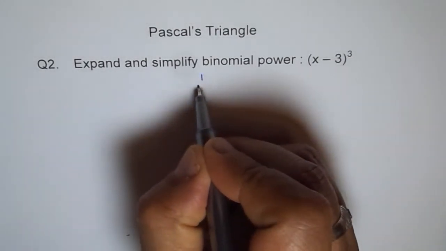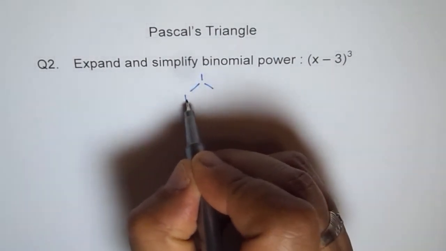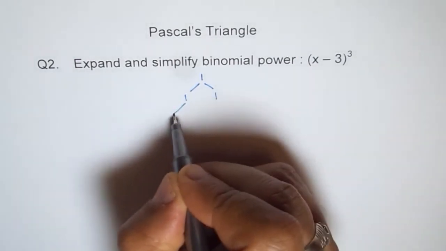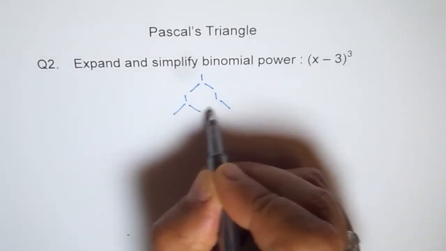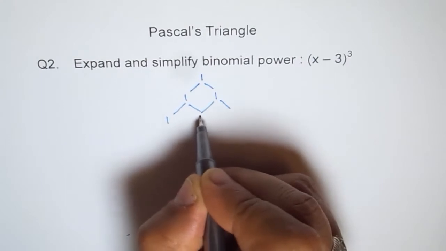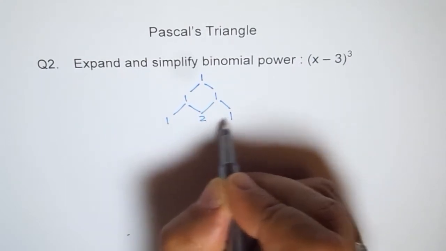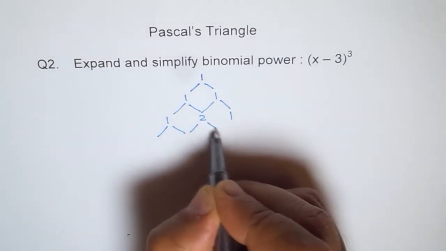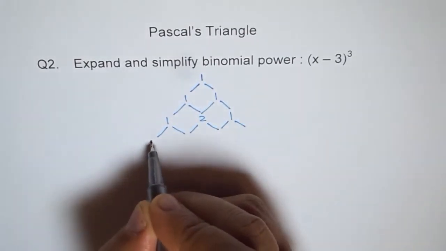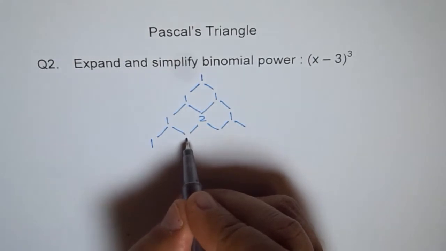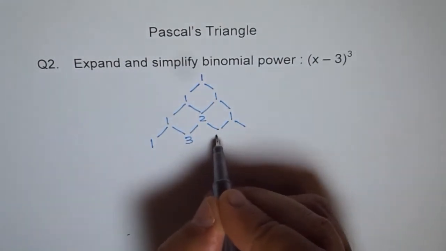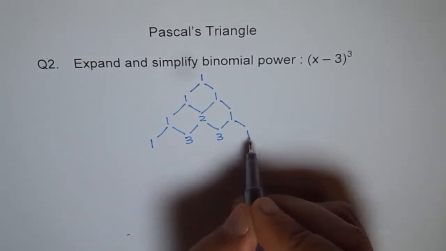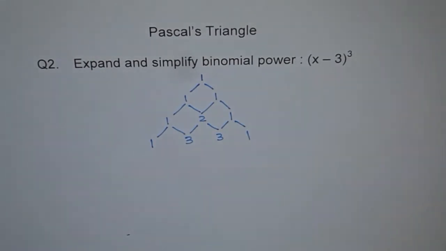So 1, then we go like this and we get 1 and 1, and then again 1, 2 and 1. So this is our second row. And then the third row. I have taken a purposely very simple example just to show you how we need to do it, and once you understand, you can solve any complicated problem.